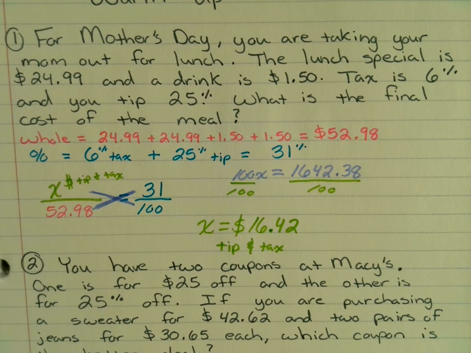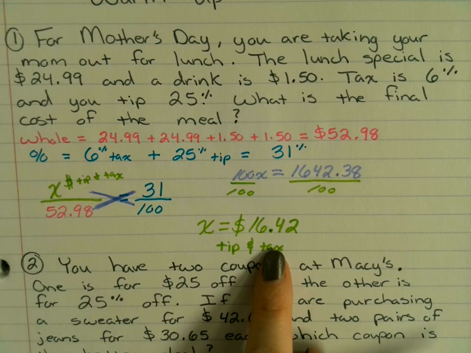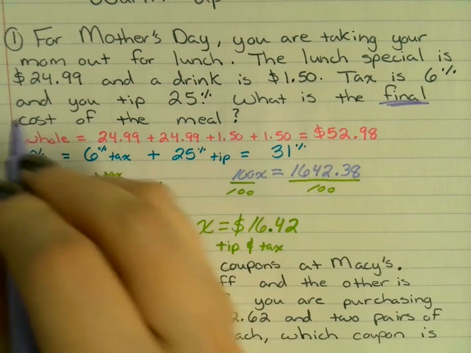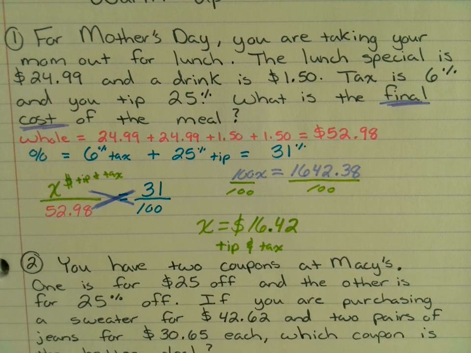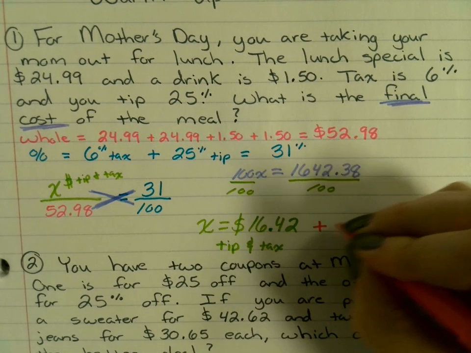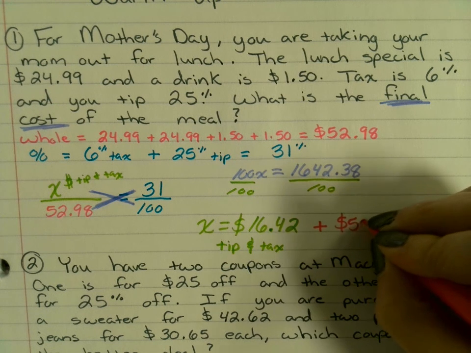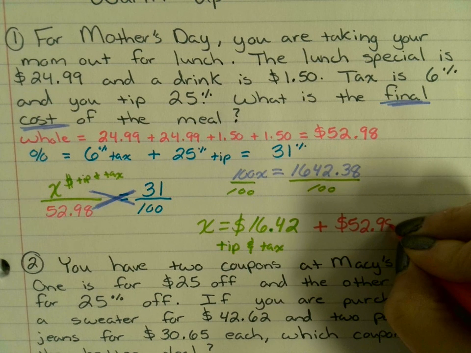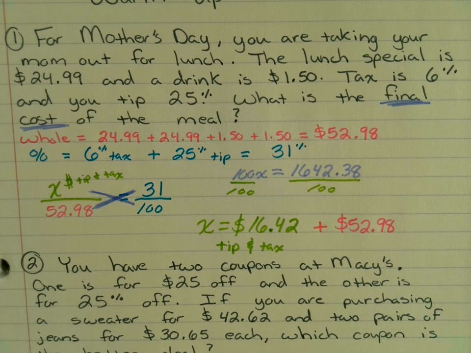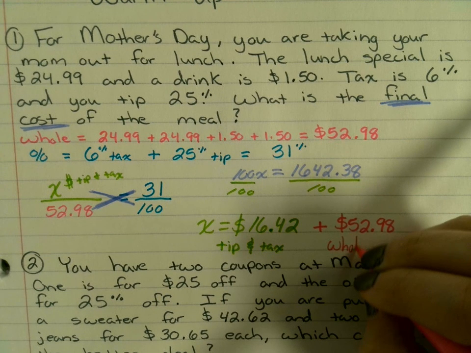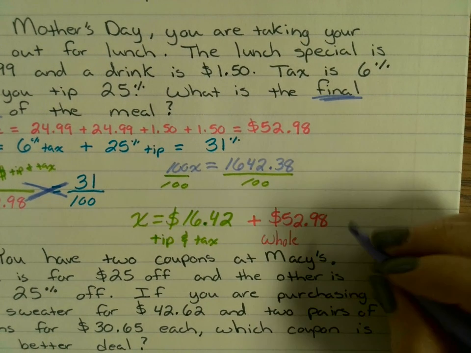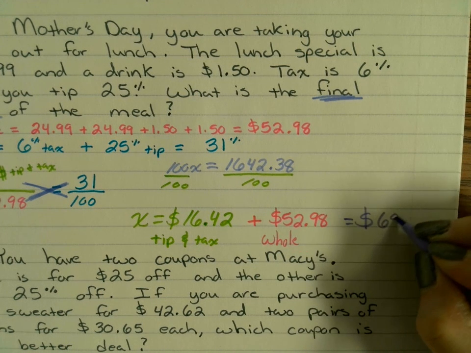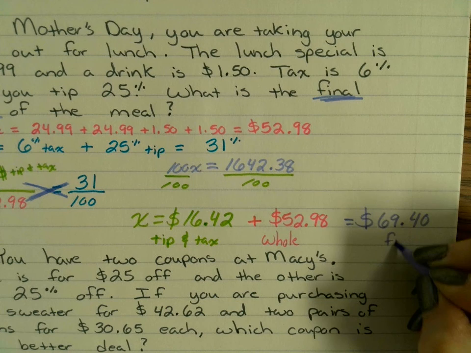Did we answer the question? We didn't. Because what's the question asking for? The final cost. That is only tip and tax. That is not final cost. Final cost means that we have to take that tip and tax and we have to add it with the $52.98. Okay, so we're going to add it with that $52.98 that represented our whole, right? That's what represented our whole. Then we're going to add it with that tip and the tax, and that's going to come out to $69.40. That's your final cost.